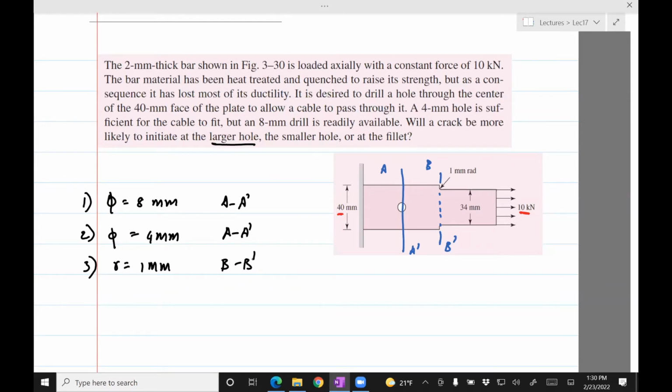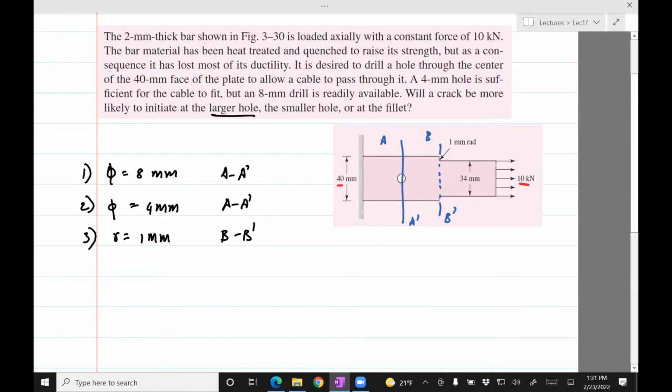However, if we see that the 8 mm hole is going to be the most critical part, then we should say, no, we cannot use the 8 mm drill. We need to purchase or get a 4 mm drill and use the 4 mm hole. So your design decisions are now based on the stresses created due to these geometries, and the maximum stress is the one which will determine your next step. Either you'll go for a 4 mm hole or an 8 mm hole. So clearly we need to compute the stresses for those three cases, and then compare and see which was the maximum one. So let's get started. Let's compute the stresses due to the 8 mm hole.